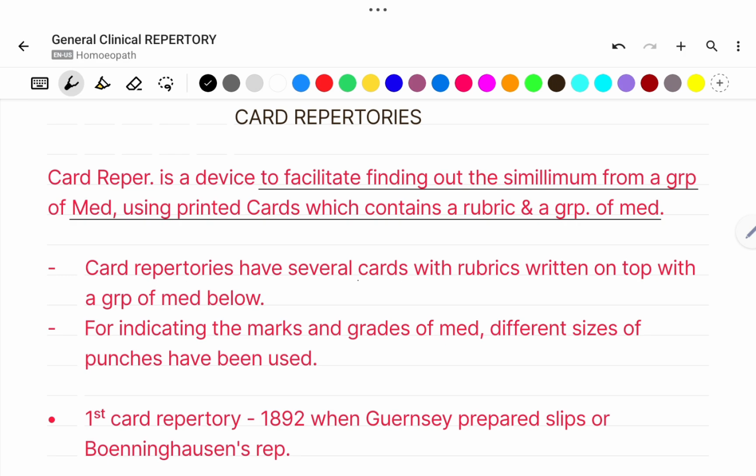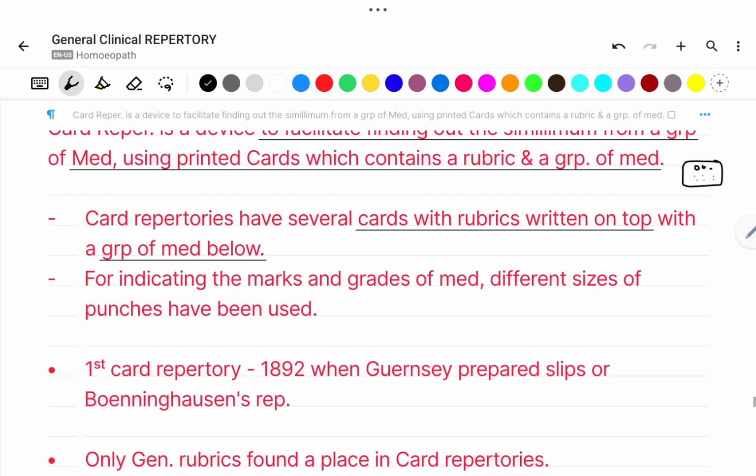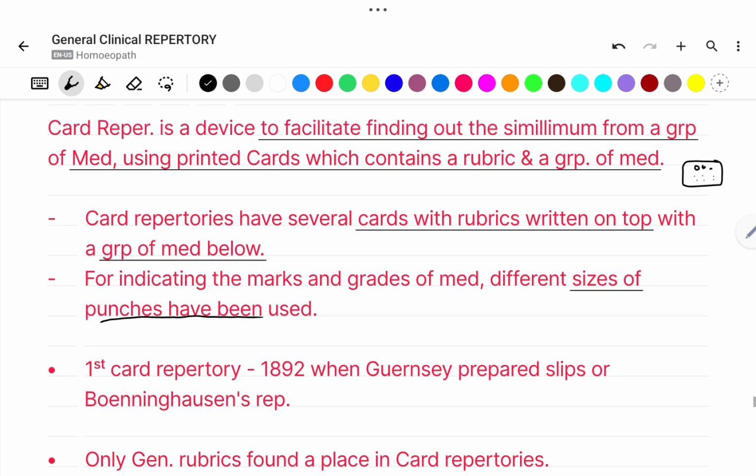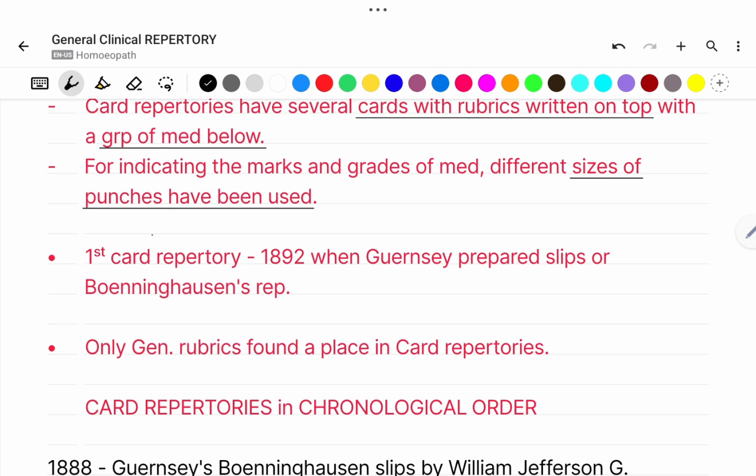So, card repertories have several cards with rubrics written on the top with a group of medicines below. In a card repertory, the rubrics are written on the top and the medicines are written below. For indicating the marks and grades of medicine, different sizes of punches have been used. Punches are the holes which are used in card repertories.